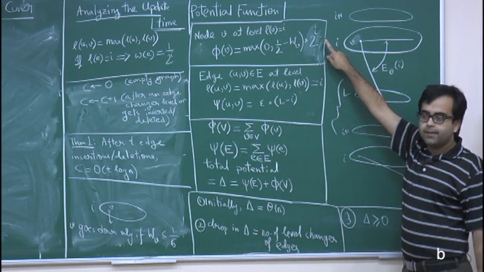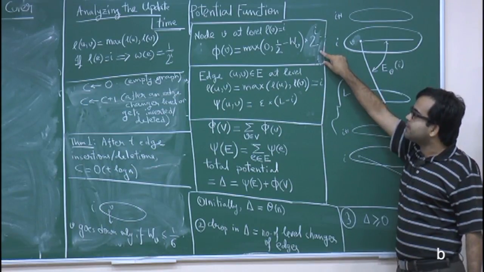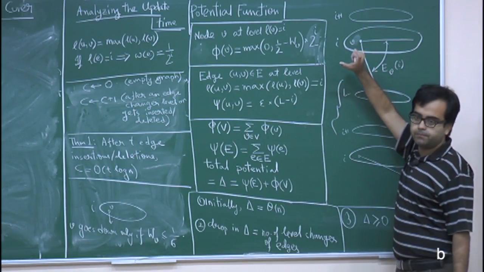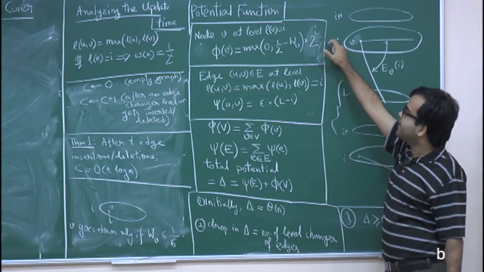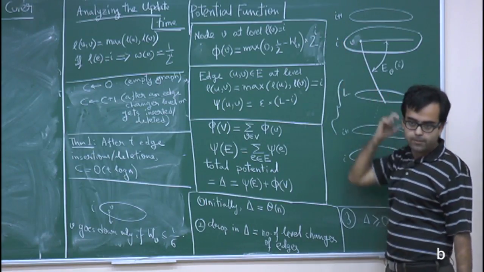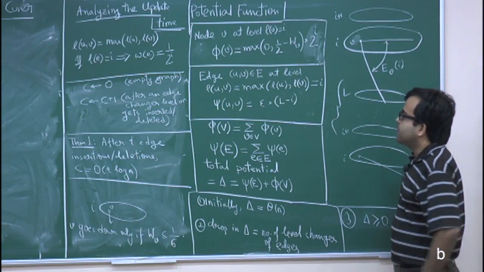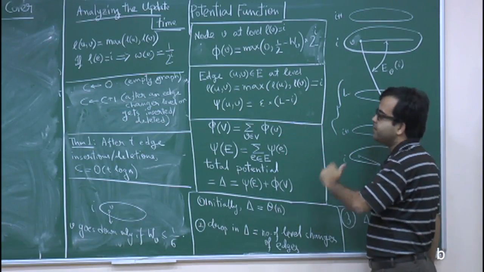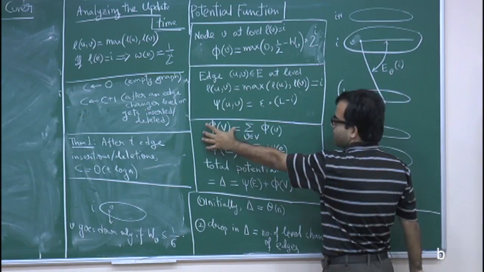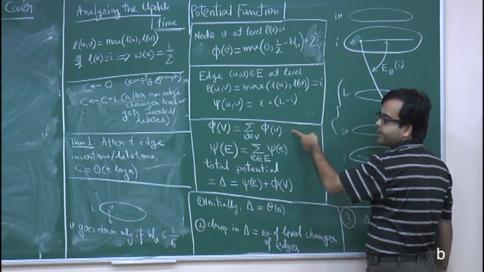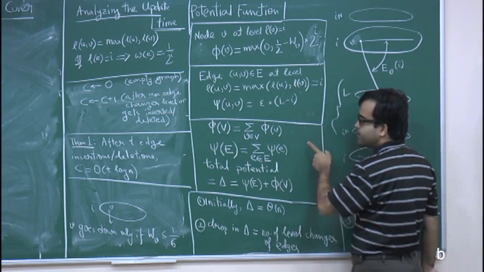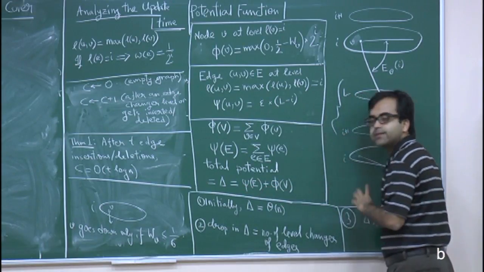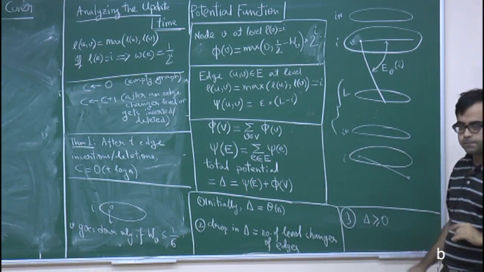And this 2 to the power I, you have to relate it to the fact that each edge incident upon this node V has weight that is at most 1 by 2 to the power I, and that is some vague reason why we have this multiplicative 2 to the power I term here. Okay. So, now the point is that somehow we have a potential associated with each node and each edge. So, phi of V will denote the total potential associated with all the nodes, phi of E will denote the total potential associated with all the edges, and delta will denote the sum of the node potentials and the edge potentials. Okay.